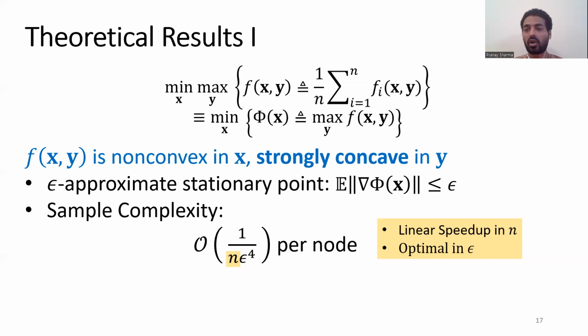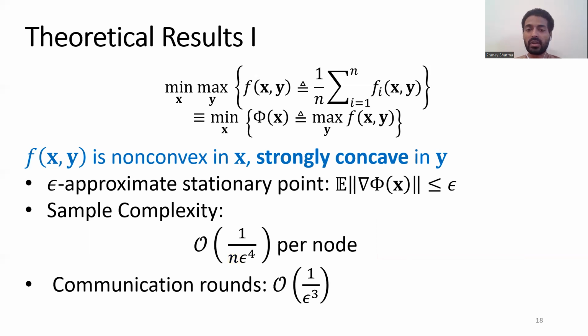Also, our result is optimal in epsilon. This cannot be improved further. The number of communication rounds we require, that is the number of times the clients need to send their X's and Y's to the server, which the server computes the average of and returns, the number of times this back and forth has to happen is order 1 over epsilon cubed. Now notice that this is smaller than the total number of iterations the algorithm has to perform, right?